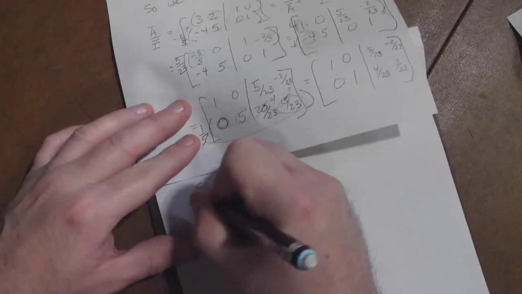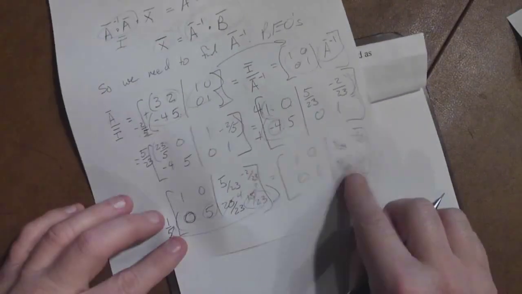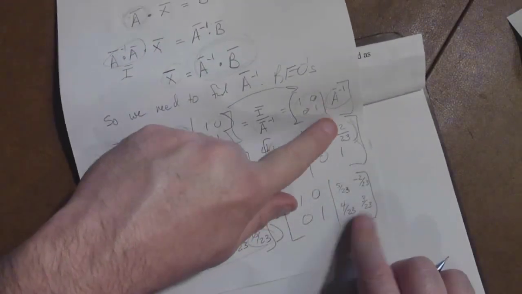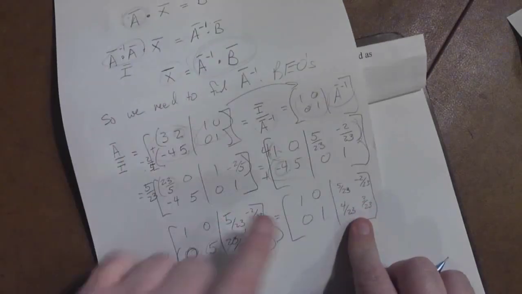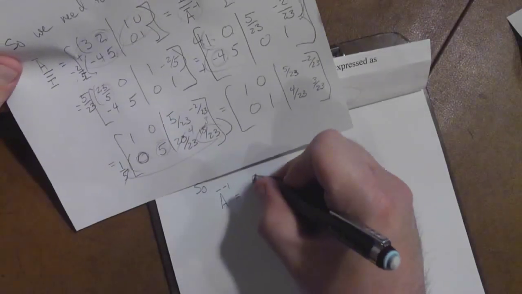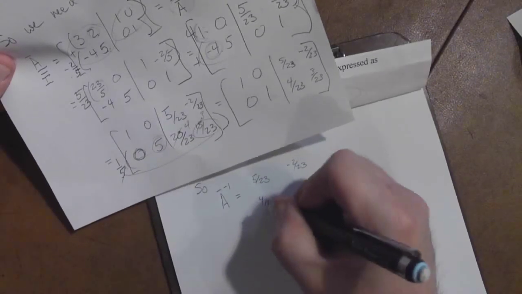All right? So what we've just discovered, and we'll bring that down here, A inverse is this matrix seen right here. It's going to be this matrix description that reveals itself on the right-hand side of this augmented form, right? It is going to be this matrix 5/23, -2/23, 4/23, and 3/23 in value. Right? So A inverse is going to be this.